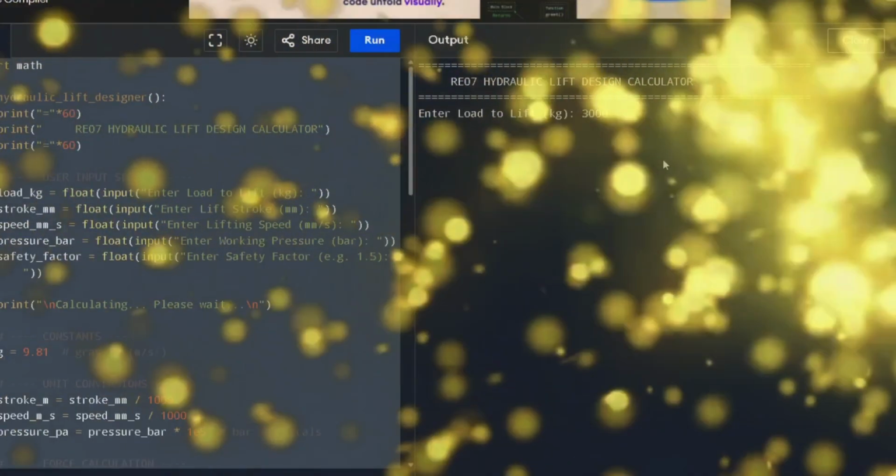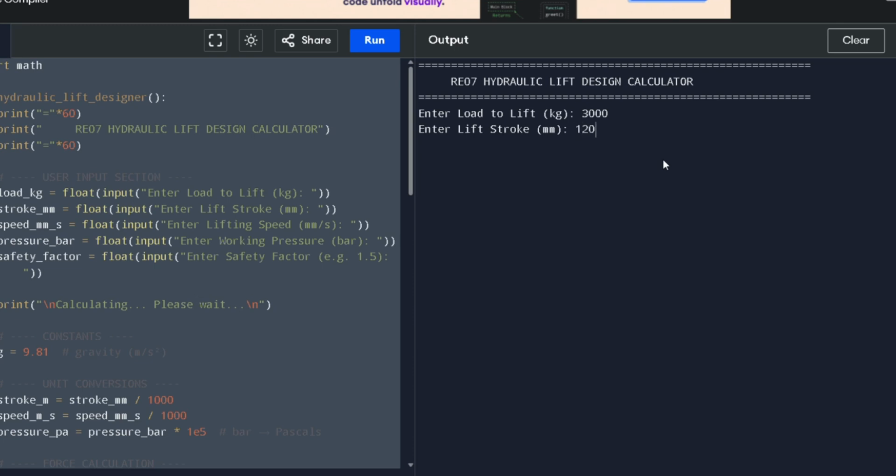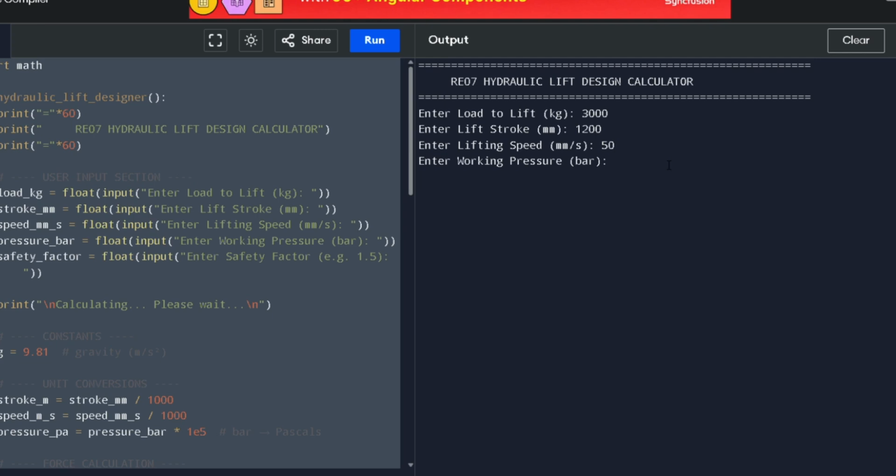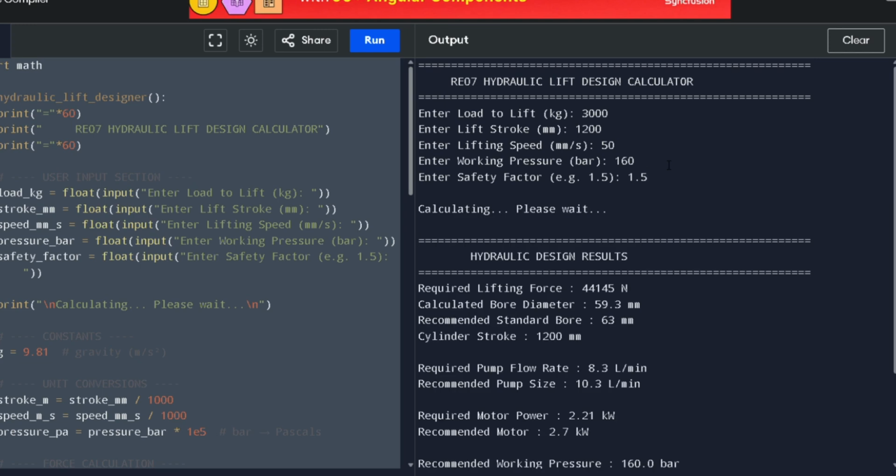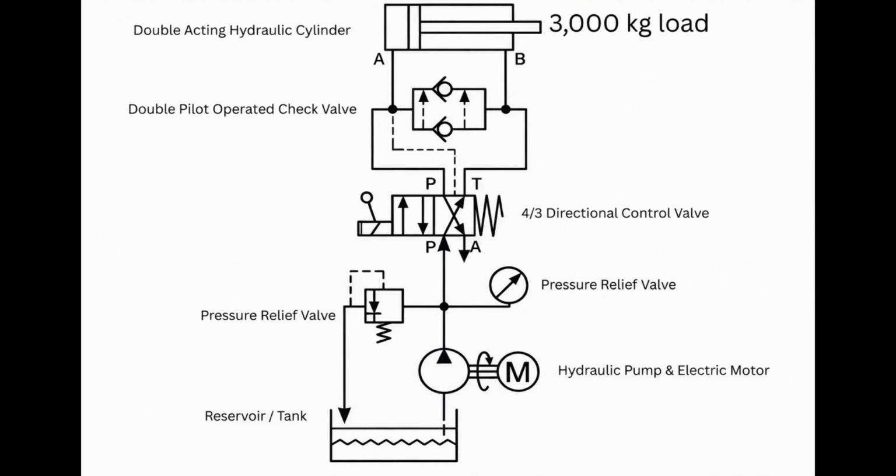Real-world application. The results from this program can be directly used to select hydraulic cylinders from supplier catalogs, choose pump and motor sizes, estimate system power consumption, prepare preliminary project quotations, and design hydraulic schematics. Of course, a final industrial design always includes additional checks, such as mechanical frame design, buckling analysis, oil cooling, and safety certifications, but this calculator provides an excellent professional starting point.